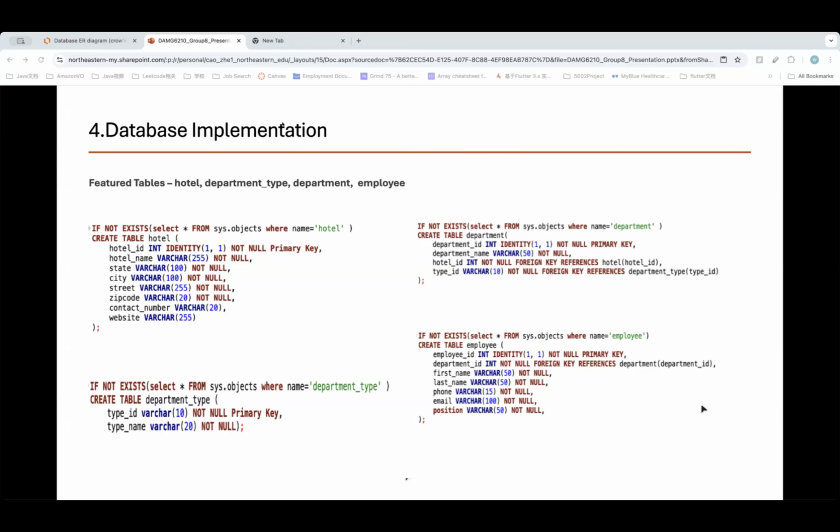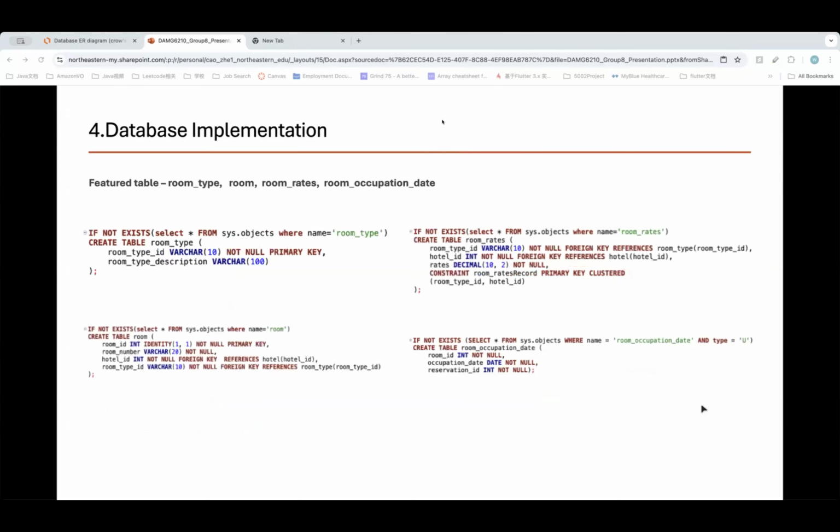Thanks, Zhe. We created tables per ERD. Each table has a primary key and some have foreign keys. Hotel management information is shown by this table. The hotel table uniquely identifies the hotel using hotel ID. We use int type for the primary key so it could increment by itself.